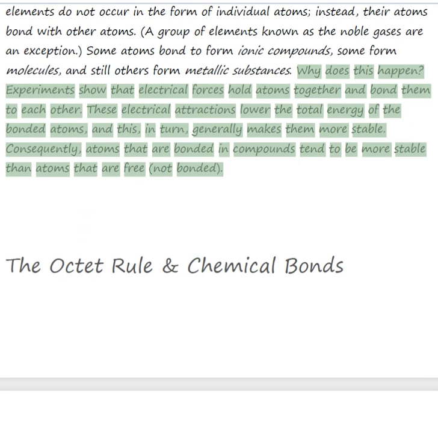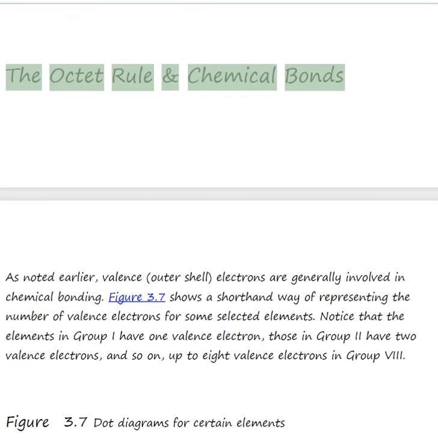Why does this happen? Experiments show that electrical forces hold atoms together and bond them to each other. These electrical attractions lower the total energy of the bonded atoms, and this, in turn, generally makes them more stable. Consequently, atoms that are bonded in compounds tend to be more stable than atoms that are free. The octet rule and chemical bonds.